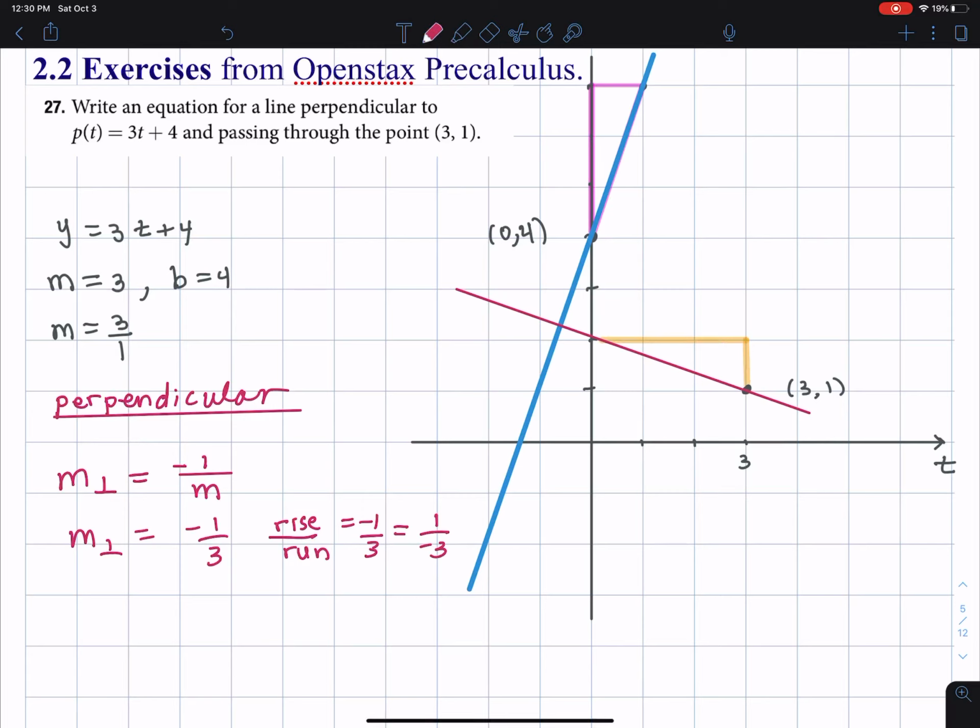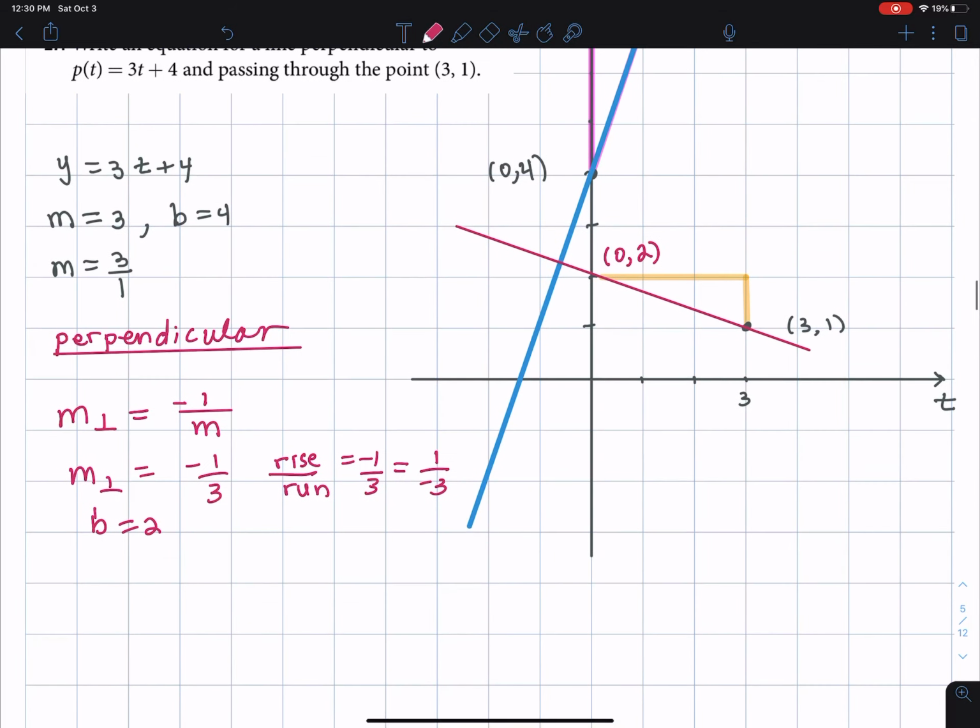Just from that alone, because it's a careful drawing, I get that the y-intercept is 2. So b is equal to 2, and I already have the slope. So I have y equals mt plus b, and I'm putting m perp for the perpendicular. M perp is negative 1/3, and b is 2.